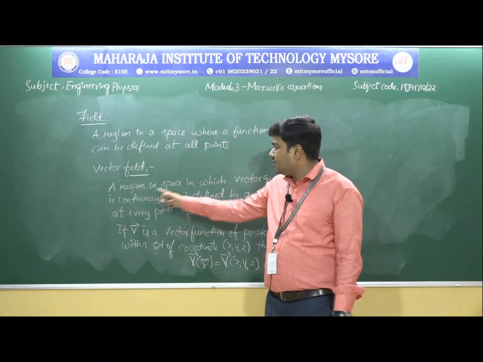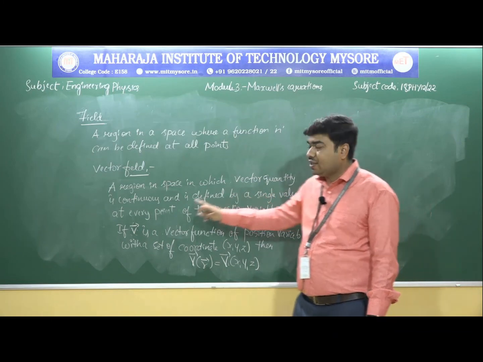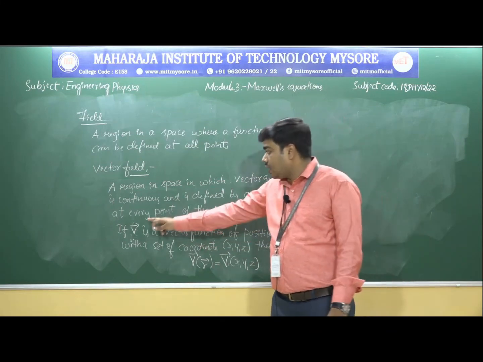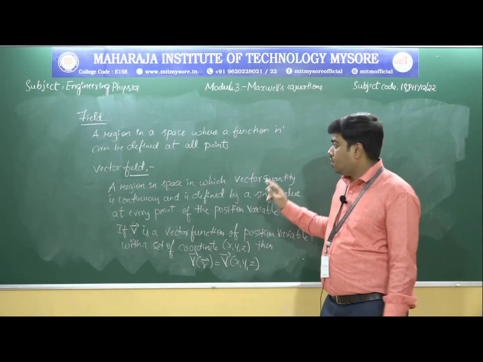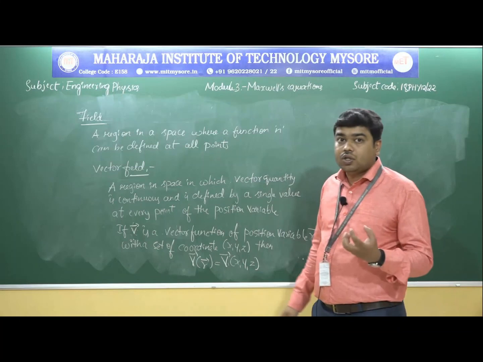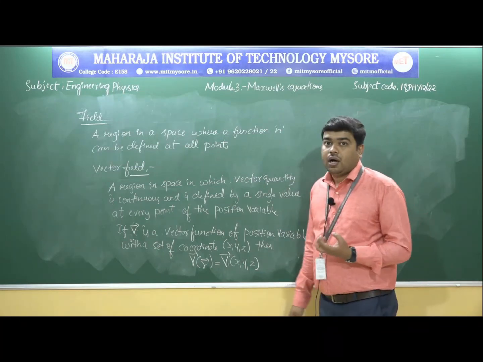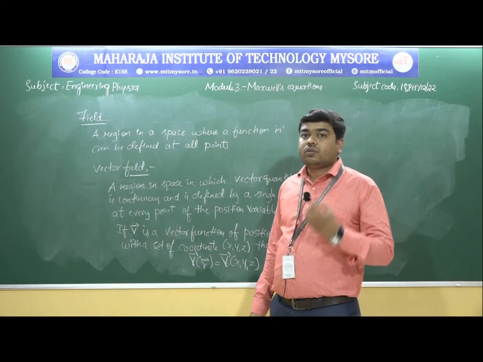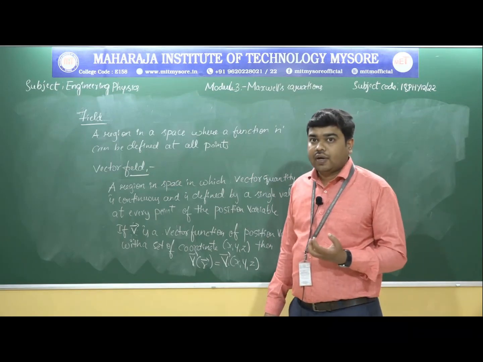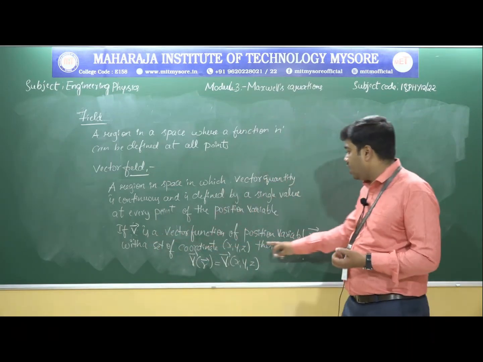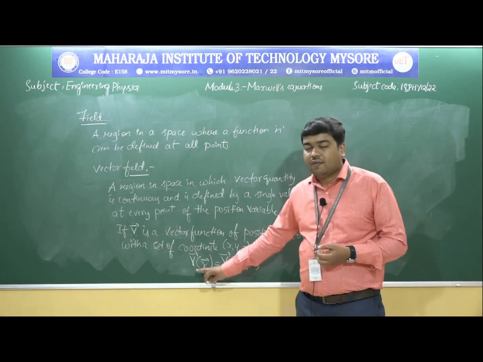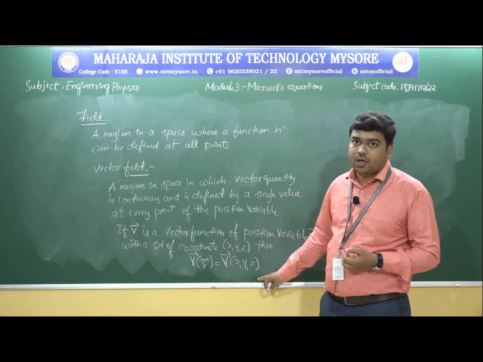Now a vector field can be defined as a region in a space in which a vector quantity is continuous and is defined by a single value, both its magnitude and direction, at every point of the position variable. So if you consider a field to be a vector field, then a vector quantity should be continuous and it should be defined by a single value of both magnitude and direction at every point in the given position variable. Such a kind of field is called the vector field. Now if V is a vector field and the position variable is r with a set of coordinates x, y, z, then it can be written as a vector V of r is equal to V of x, y, z.